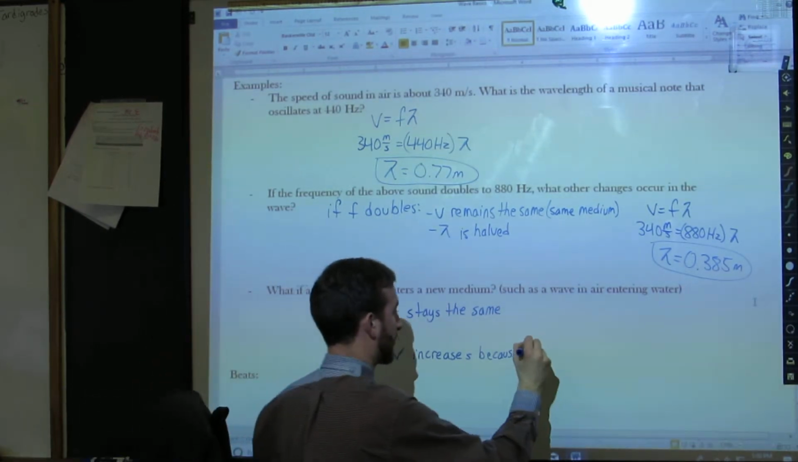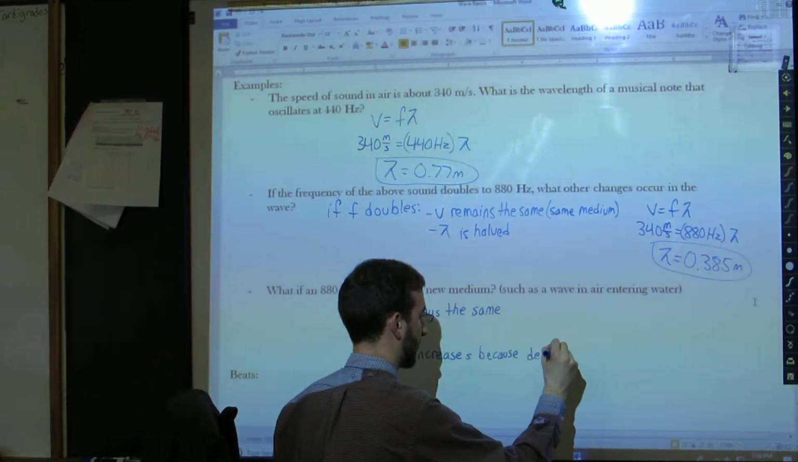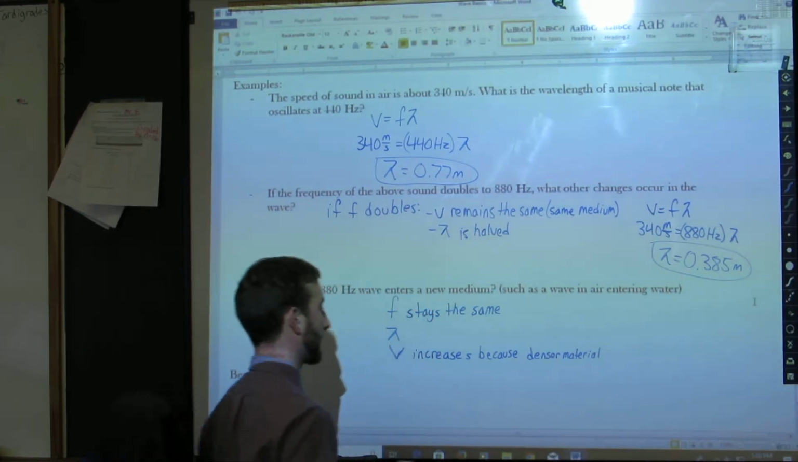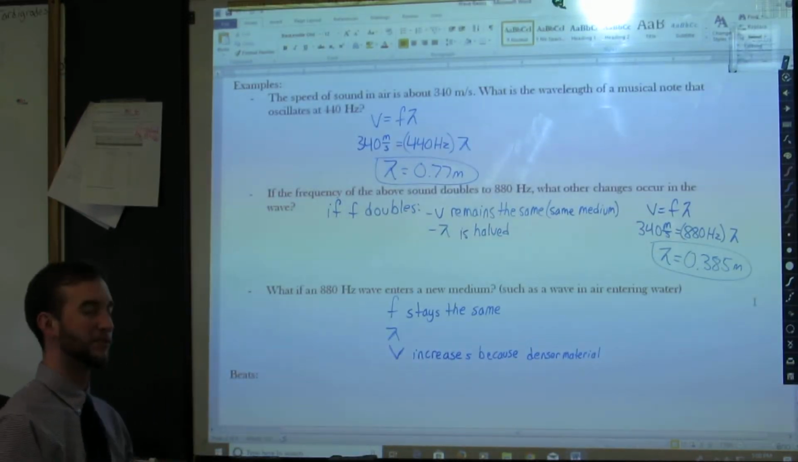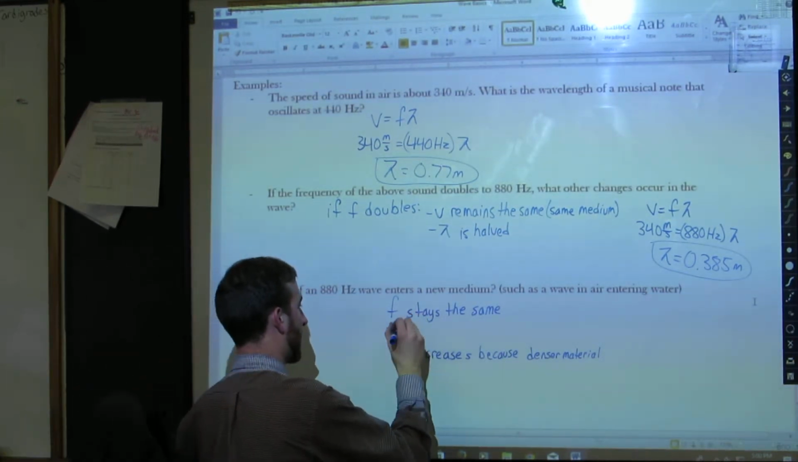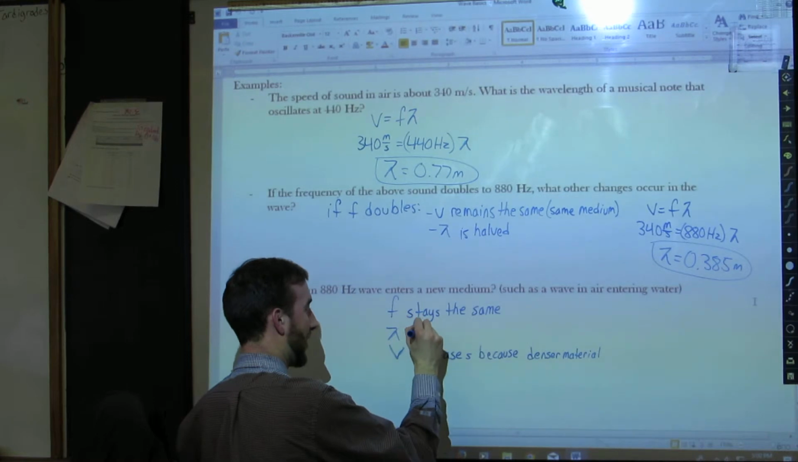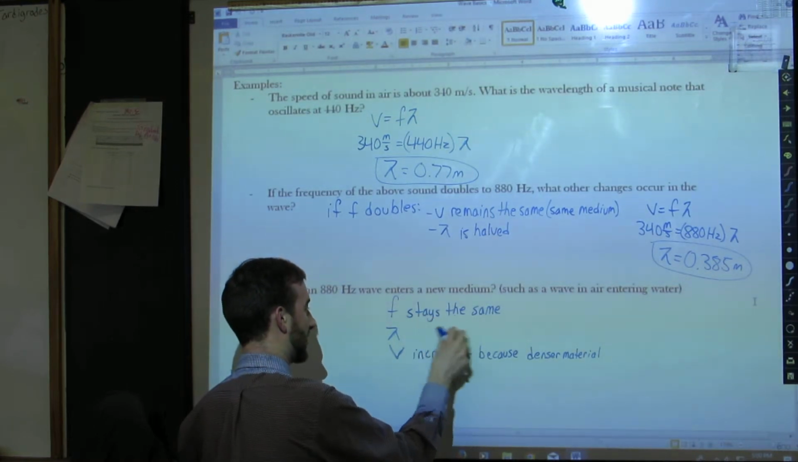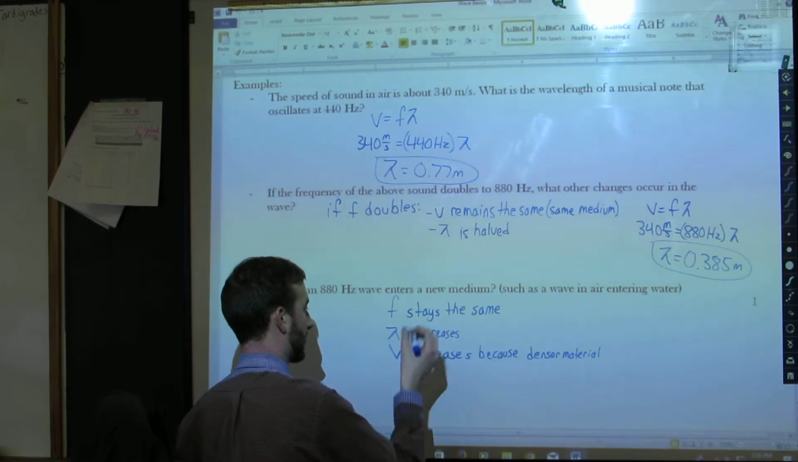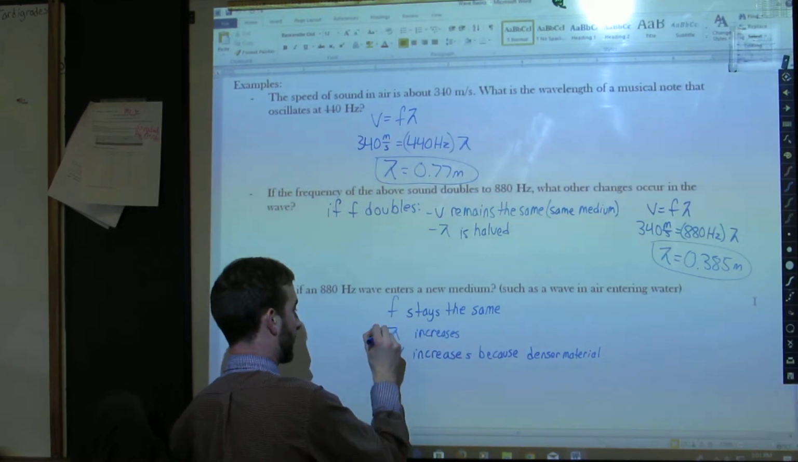Because denser material. Velocity increases because there is now a denser material in the way, and therefore the wavelength actually also has to increase. So we probably should have swapped the order of these.